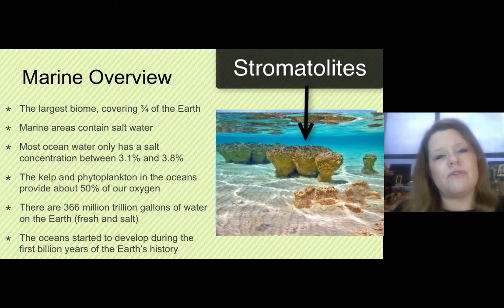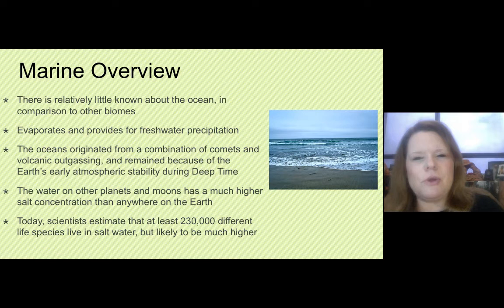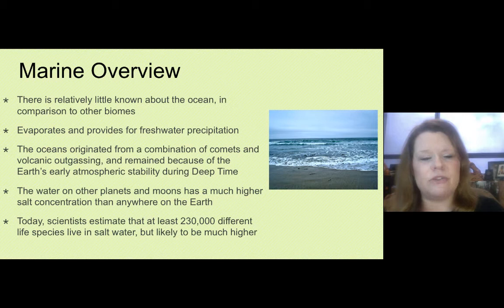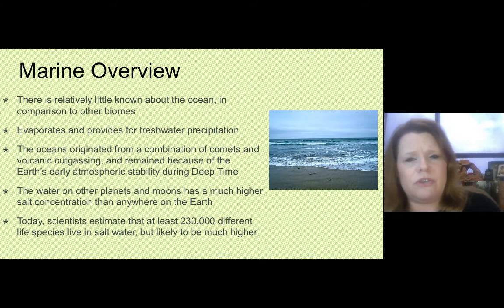There's relatively little known about the ocean. Even though we've been to the moon, we've had limited exploration in the oceans as compared to other biomes on the surface. So terrestrial, meaning on land, we really have had a hard time getting to the bottom of the ocean. The ocean evaporates and provides for freshwater precipitation, which is an important element of the ocean.